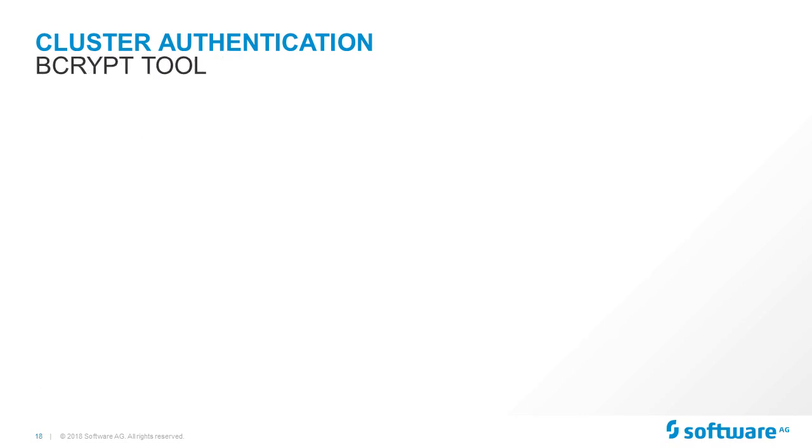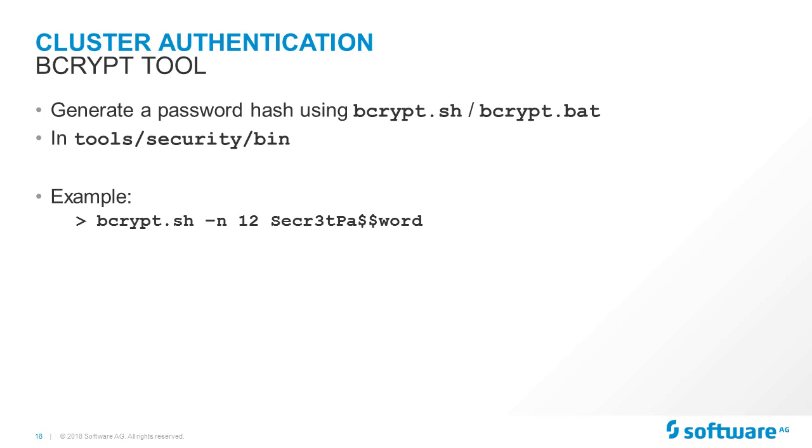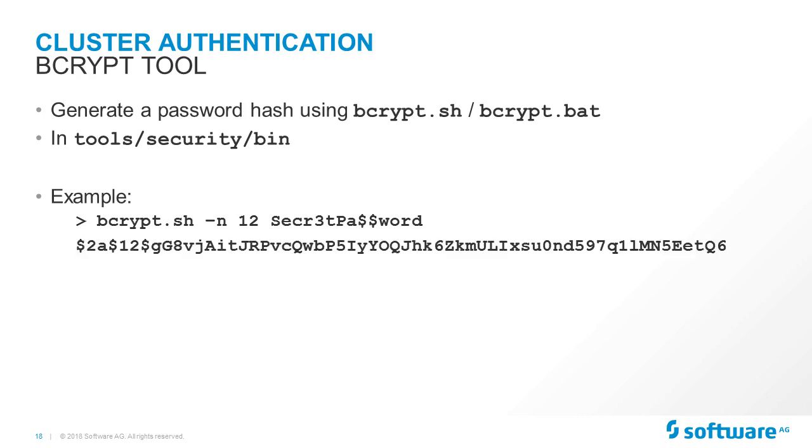Now to create these password hashes, Terracotta DB ships with a bcrypt tool. You can create a password hash using the bcrypt.sh script on Unix or bcrypt.bat on Windows. These scripts are held under the tools security bin directory, and for example, you could run a command like this, which would create the hash of the secret password. Here we've used -n 12, which specifies the number of rounds. It's like a security factor.